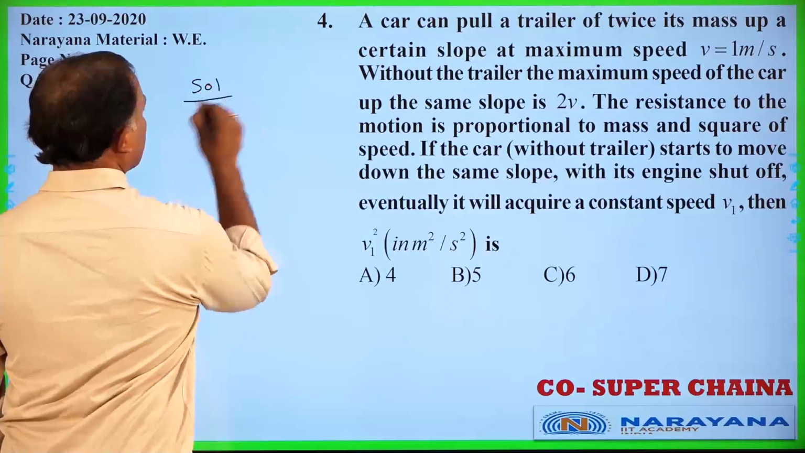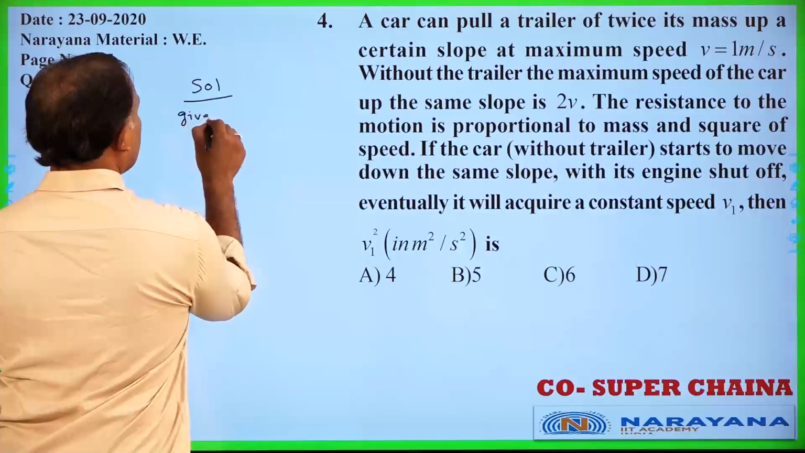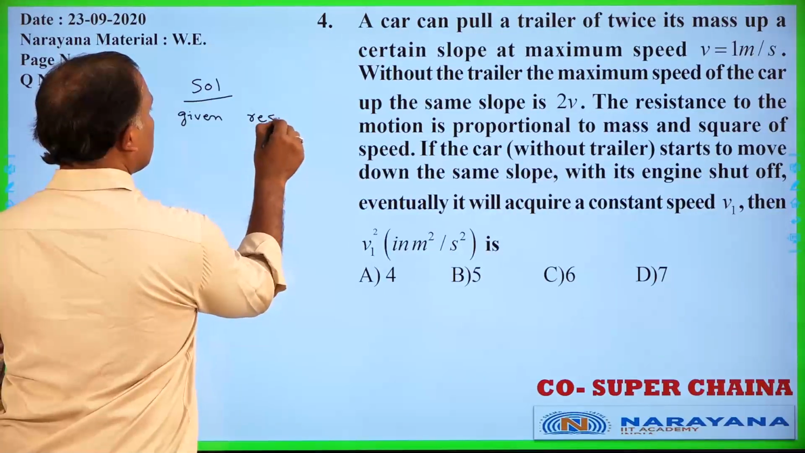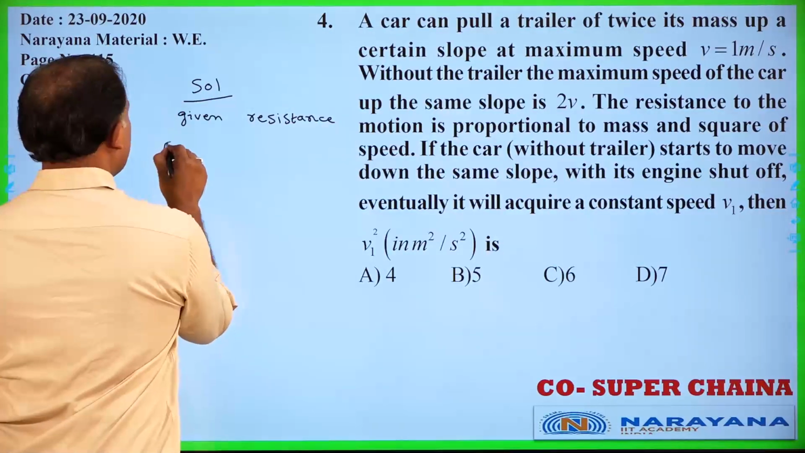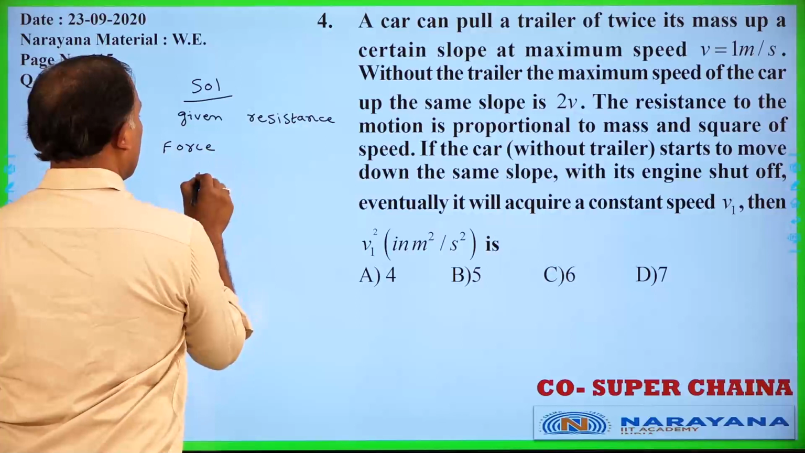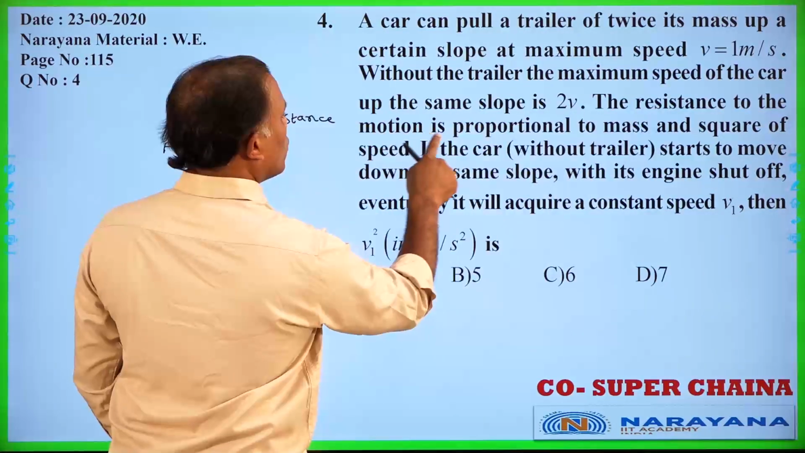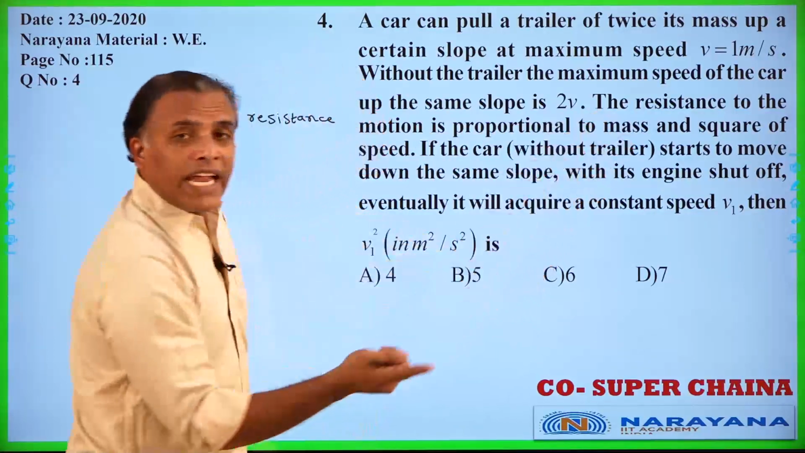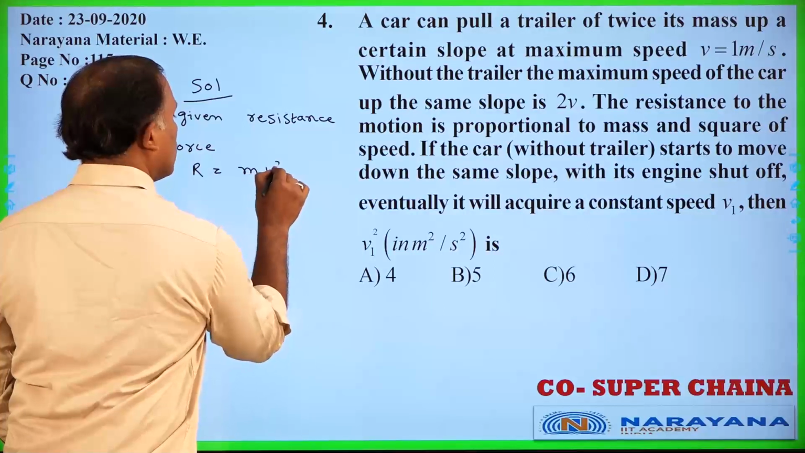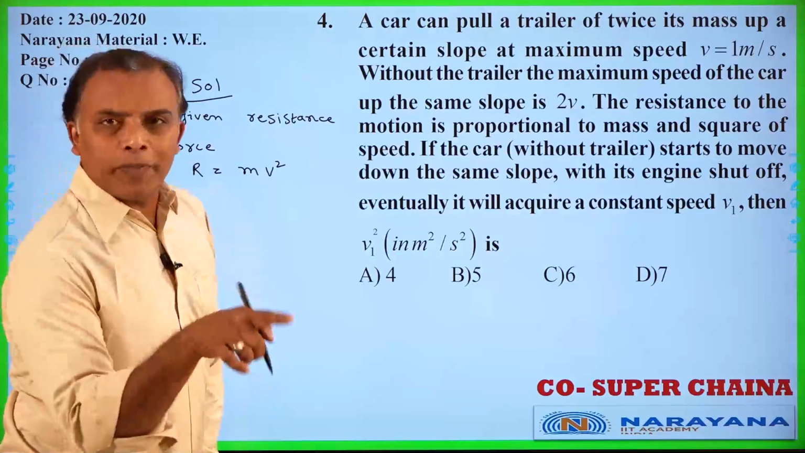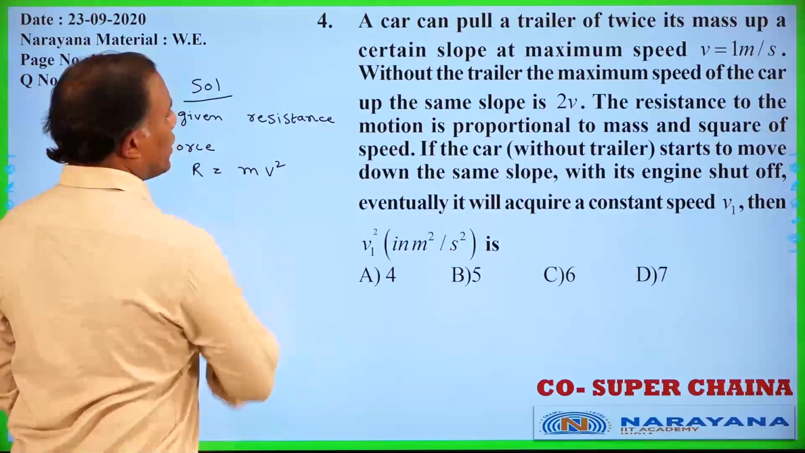Solution. Given: resistance force R is equal to, what is that? The resistance to the motion is proportional to mass and square of the speed. That is equal to m into v square, where v is the speed of the body at that instant of time when you are considering. So this is the resistance.